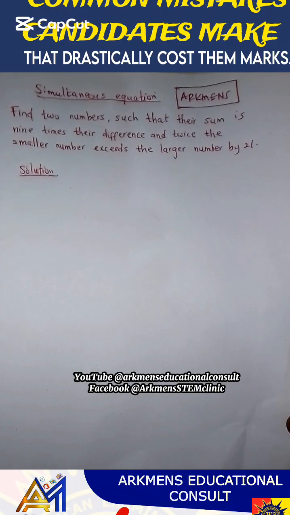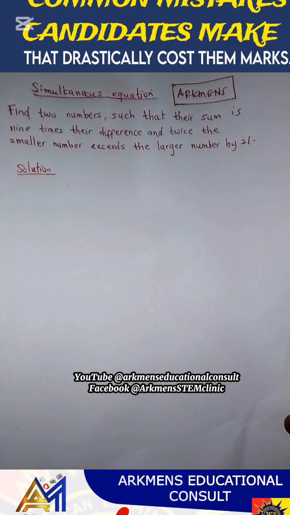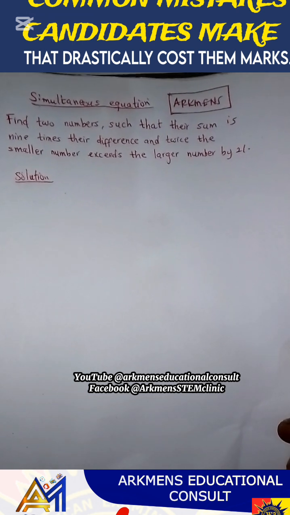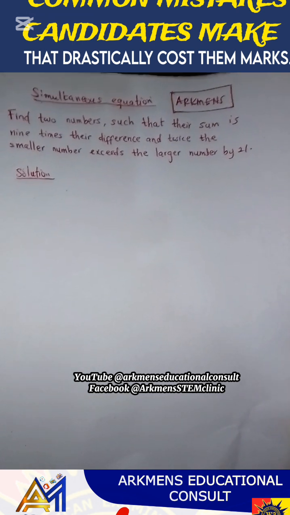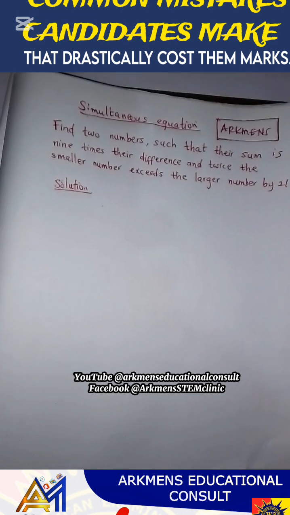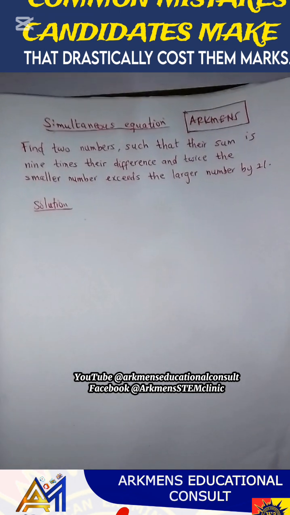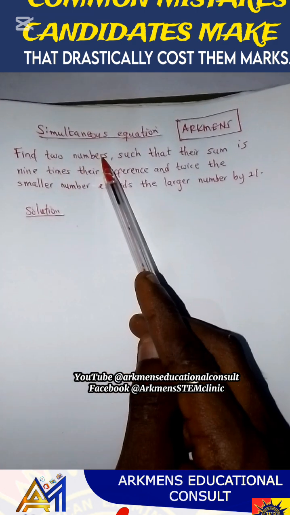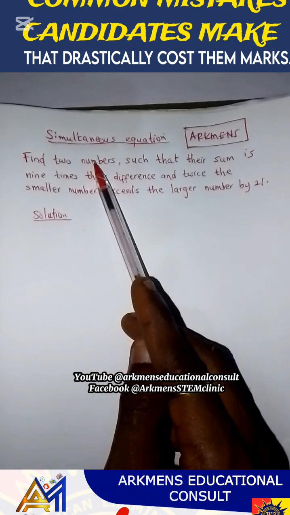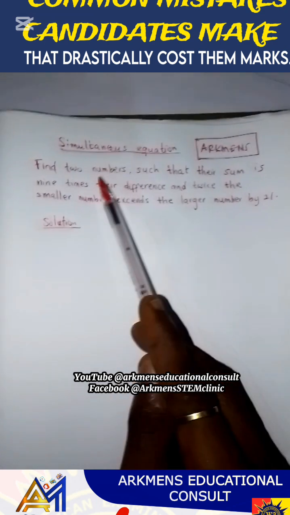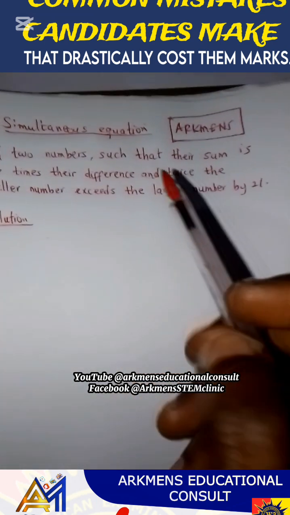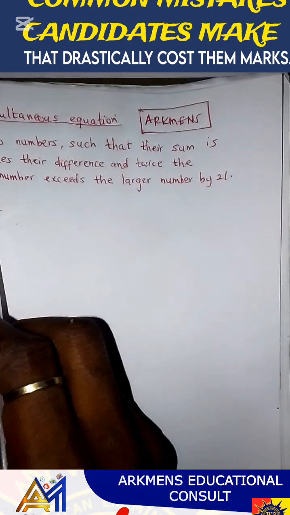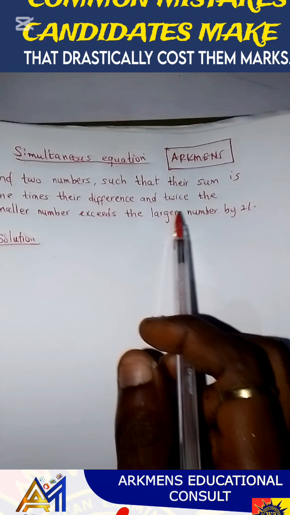Find two numbers such that their sum is 9 times their difference and twice the smaller number exceeds the larger number by 21. So these are two main statements. You realize that in the first question it says find two numbers. The moment you say find two numbers, it should tell you that definitely we are going to deal with simultaneous equations.